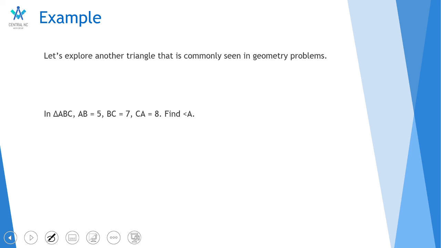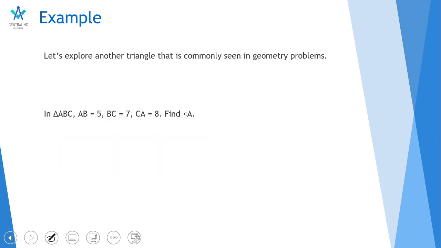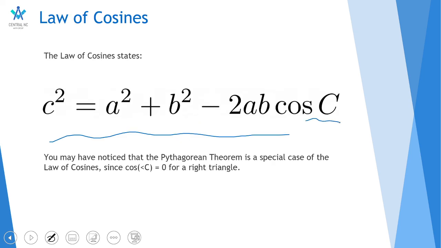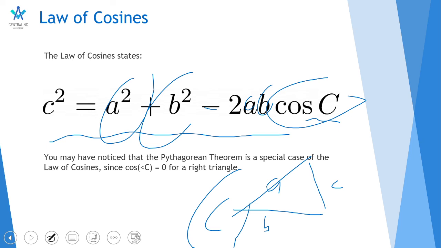So it says that we have a triangle with lengths 5, 7, and 8, and it wants us to find angle A. Instead of memorizing this formula, you're just supposed to know that in this triangle ABC with lengths a, b, c, this squared plus that squared minus 2 times the product of those two times cosine C, which is the angle between those two, is equal to the opposite squared.